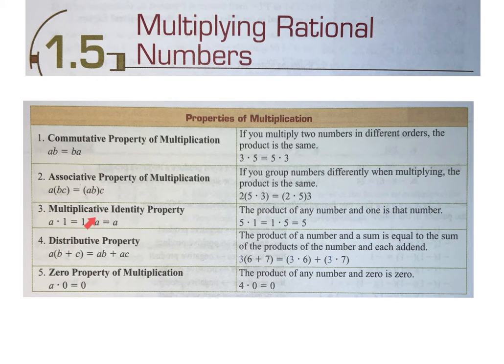Identity property. Remember, in addition, if you add 0, it doesn't change the identity. In multiplication, if you multiply by 1, it does not change the identity. Distributive, we've already talked about. If you have a multiplication outside of a group, you can distribute that multiplication through. And zero property, if you multiply anything by 0, you get 0. All right, and this will come into play when we start doing some solving. So those are just properties that you can apply when you start doing multiplication.